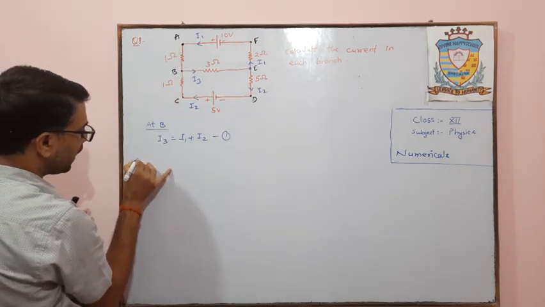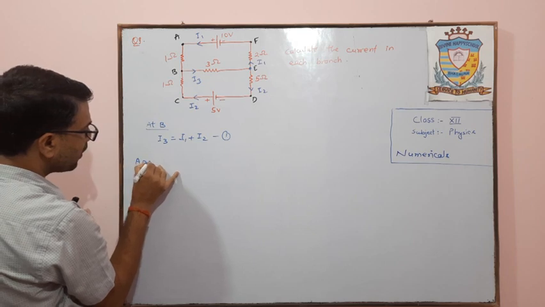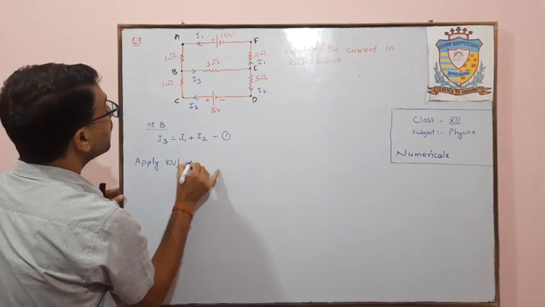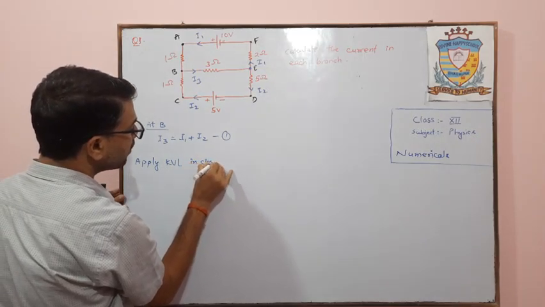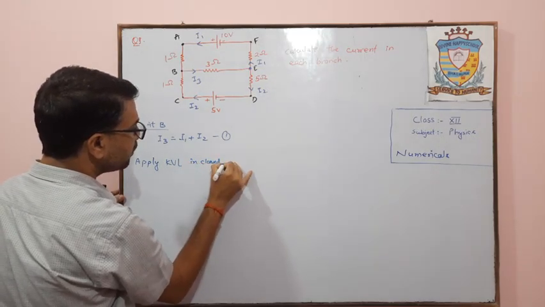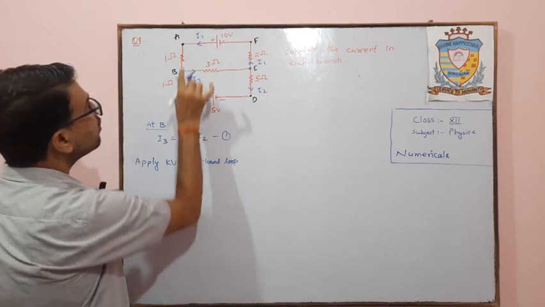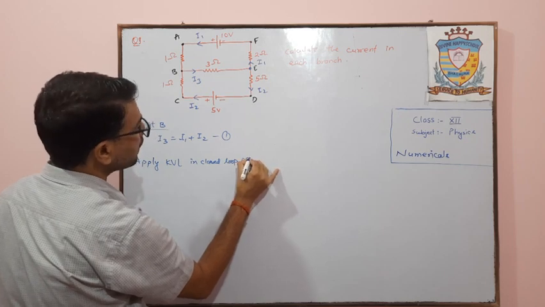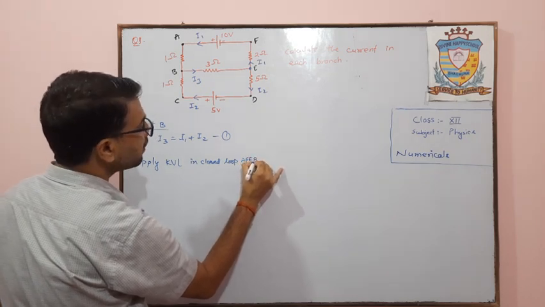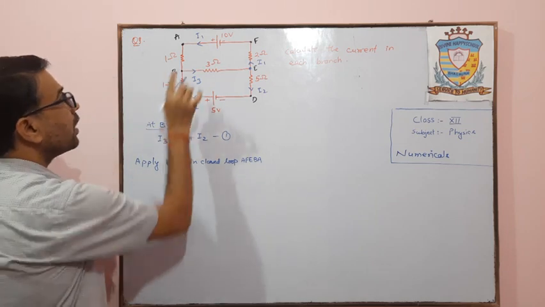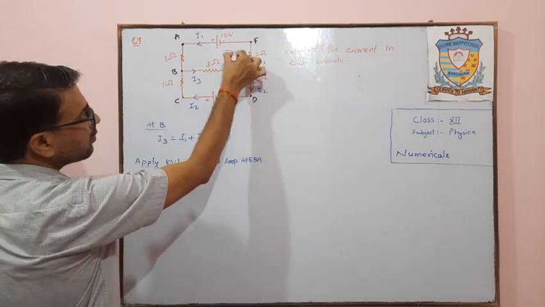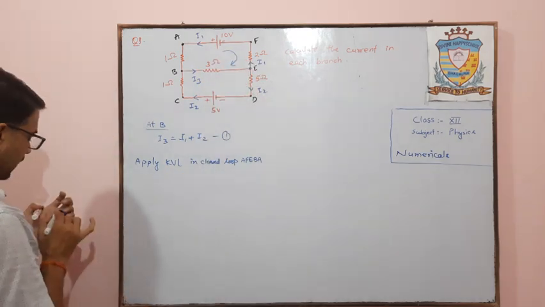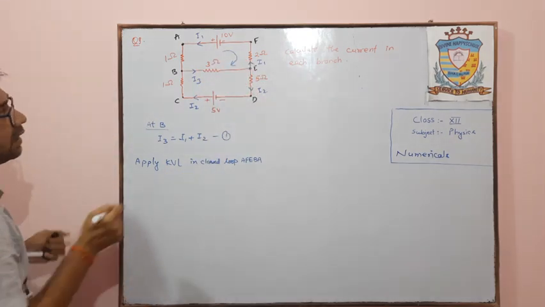So apply Kirchhoff's voltage law in closed loop AFEBA. Let this be our direction of calculation. Clear? For the first network.